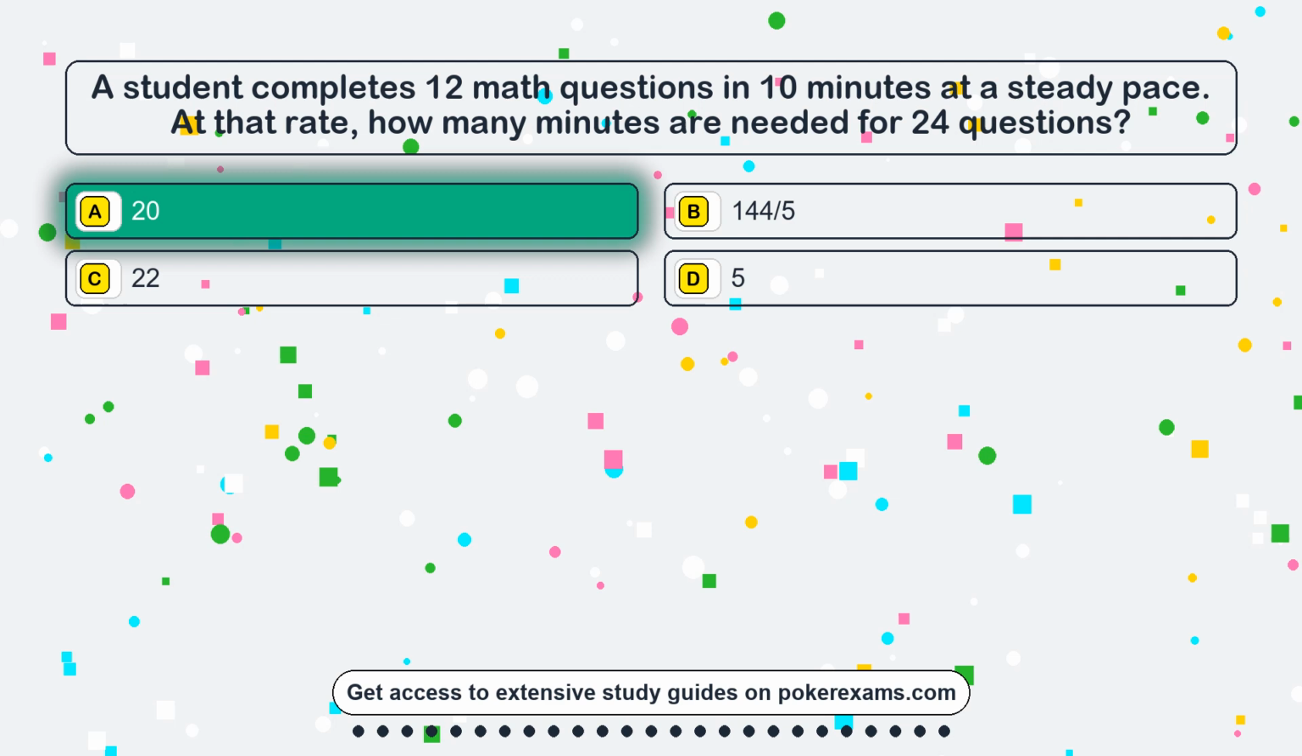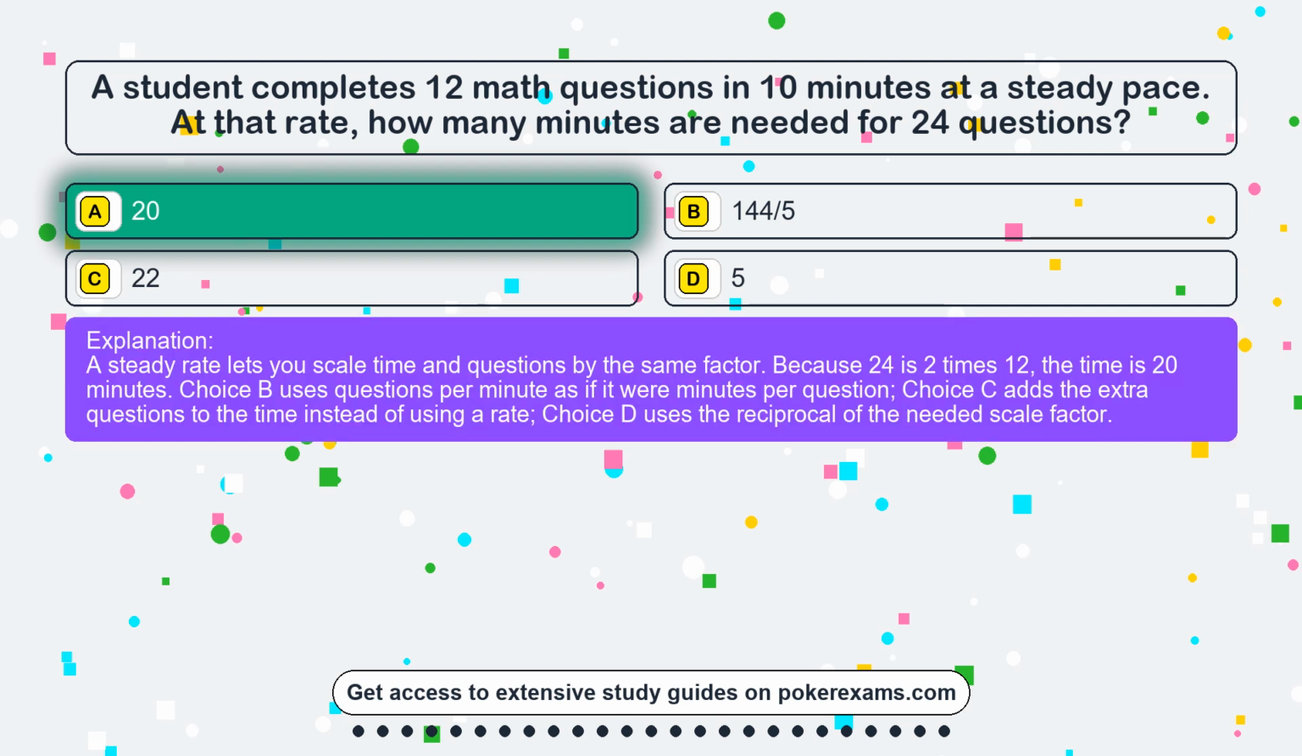The correct answer is option A, 20. A steady rate lets you scale time and questions by the same factor. Because 24 is 2 times 12, the time is 20 minutes. Choice B uses questions per minute as if it were minutes per question, choice C adds the extra questions to the time instead of using a rate, choice D uses the reciprocal of the needed scale factor.